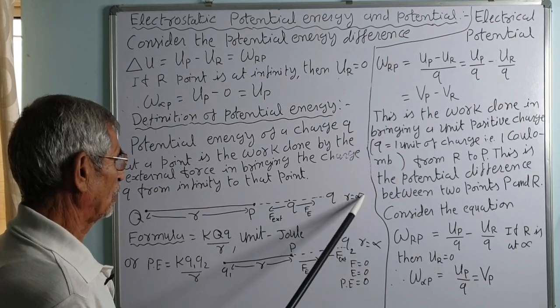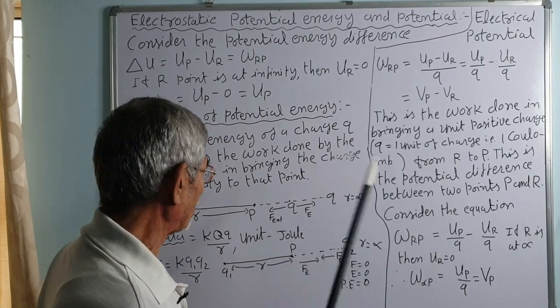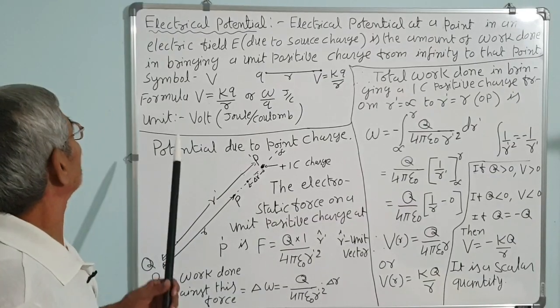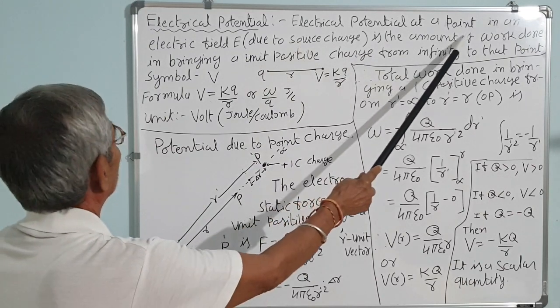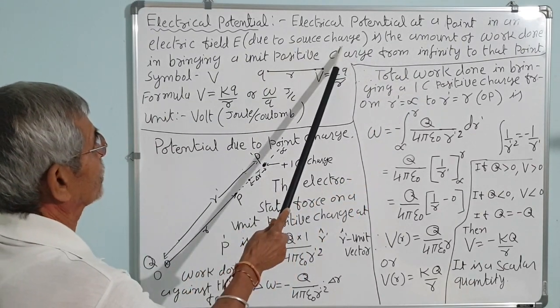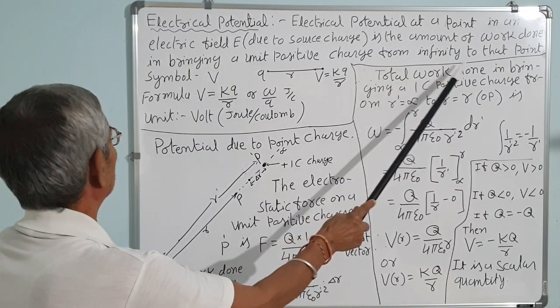Instead of Q charge, if we bring the unit positive charge, then the work done will be Vp, and from infinity, not any point. Now, we will give the definition of potential. Electrical potential at a point in an electric field E due to the source charge is the amount of work done in bringing a unit positive charge from infinity to that point.